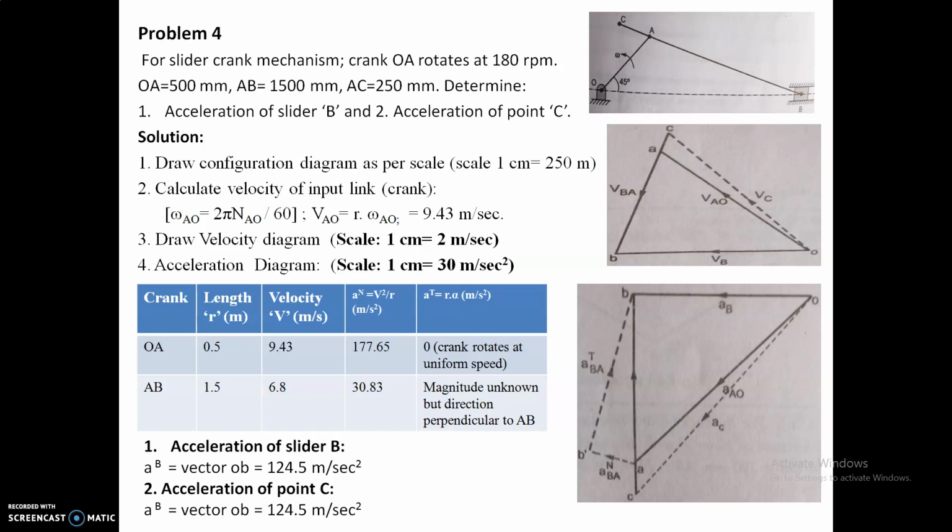Accordingly, I have written the velocity of AO and its direction, then the velocity of B with respect to A and its direction, and the velocity of B and its direction. Each link is a vector, so its magnitude as well as direction is shown on the velocity polygon. Then the point C lies at a distance of AC, 250 mm, from point A.